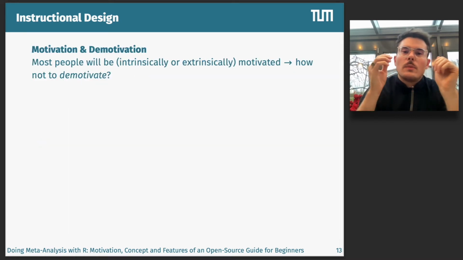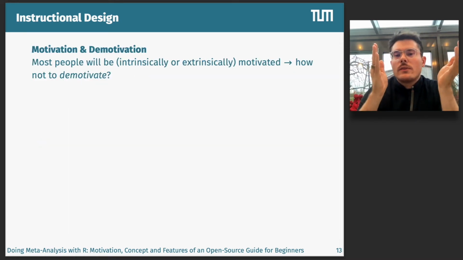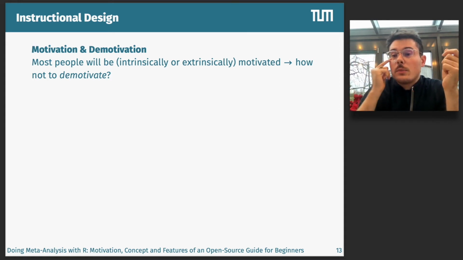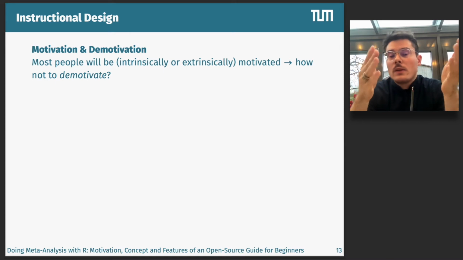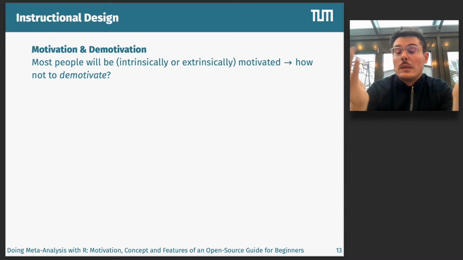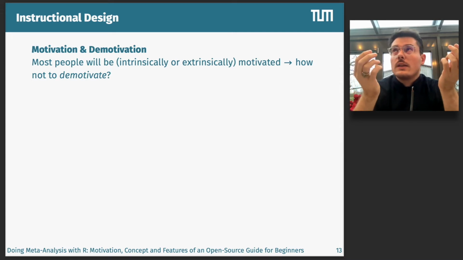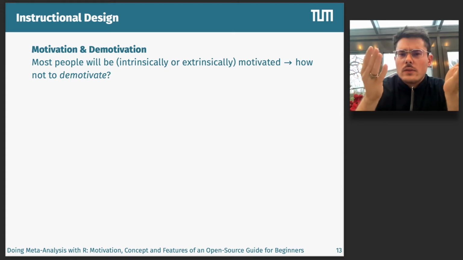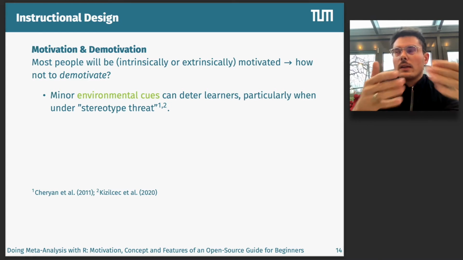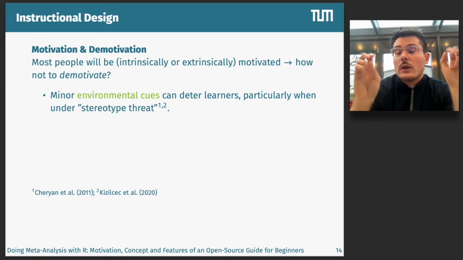We also thought about motivation and demotivation of learners. Since we assumed that most people opening a guide for meta-analysis would be to some extent motivated, the primary question was, how do we not demotivate learners? And there's evidence that this is actually easier to do than one may think. There's research, for example, showing that minor environmental cues can deter learners, particularly when they're under quote-unquote stereotype threat.